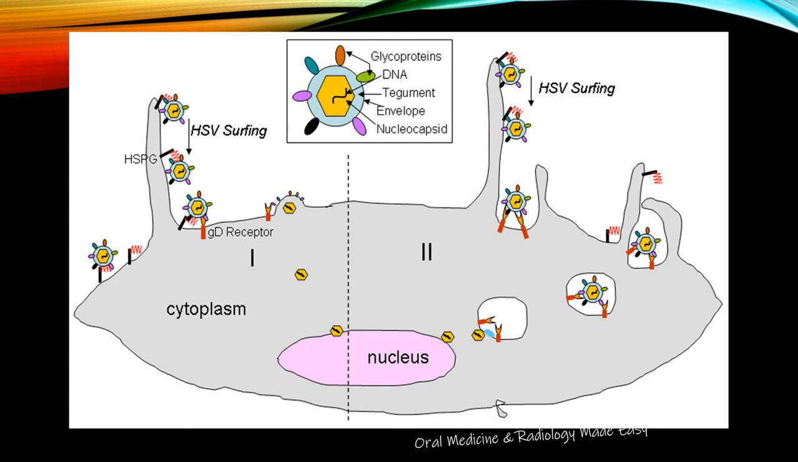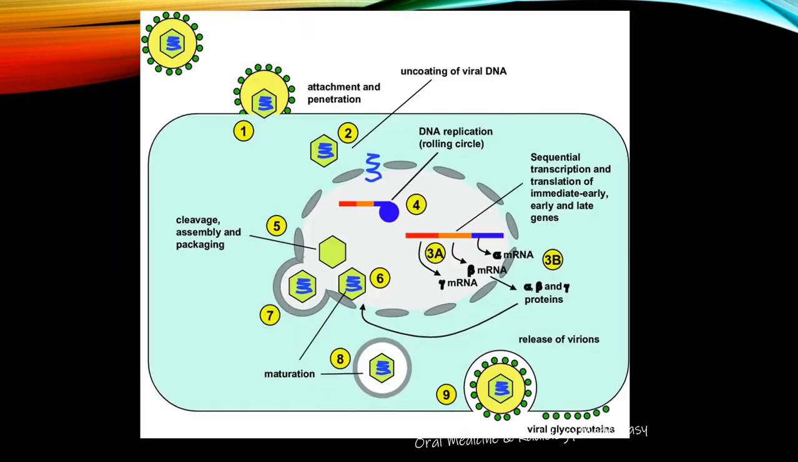How does HSV enter the cell? HSV virions bind with the glycoprotein present on the host cell membrane. Then, either by fusing with the host cell membrane or by a process of endocytosis, they enter the host cell. So, HSV binds with the glycoprotein receptor on the host cell membrane, then it fuses with the host cell membrane, or by the process of endocytosis, it enters the host cell.